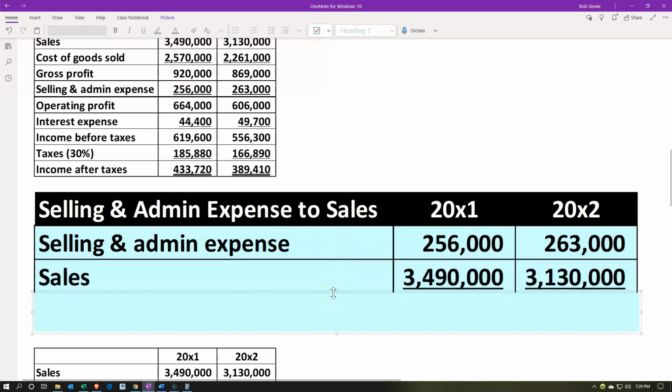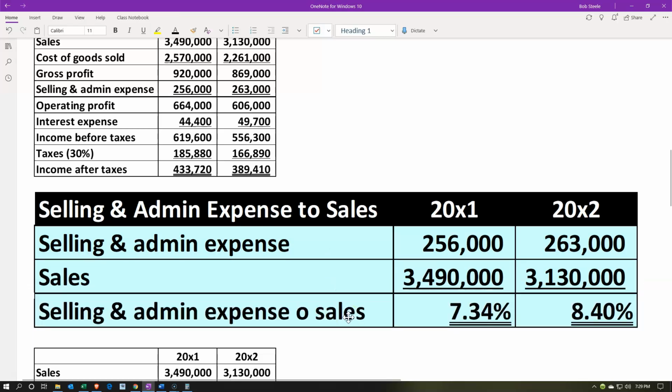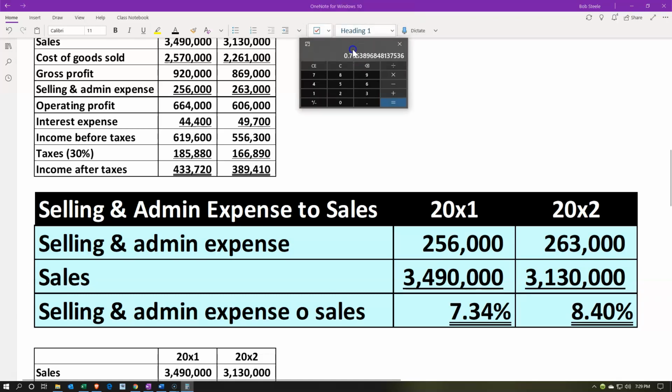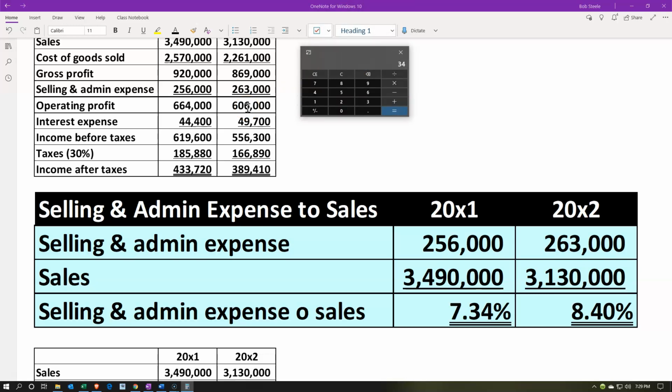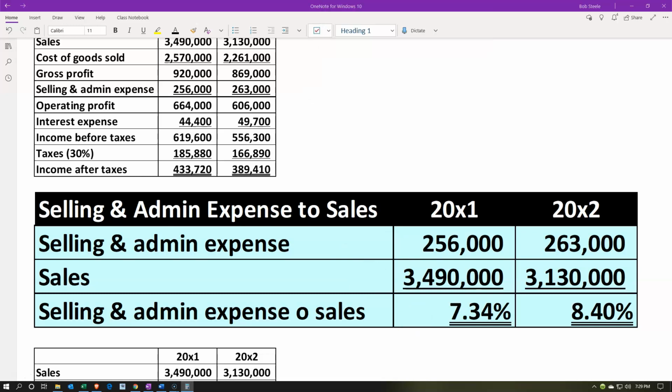We're going to compare that to what they are used for, the revenue generation, sales, the top line of the income statement. If we divide that out, let's just do it one time for 2000 X1, get used to the rounding. 253,000 divided by 349,000, and we get, if we move the decimal over, 7.34, about, rounding up to there. So if we do the same for 2000 X2, selling and admin divided by the sales, we can see that the selling and admin compared to the sales is a higher percentage.